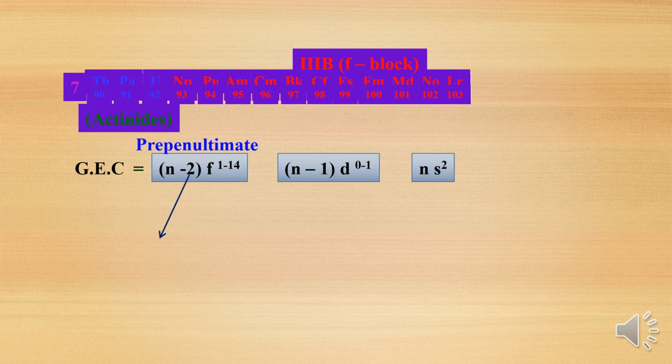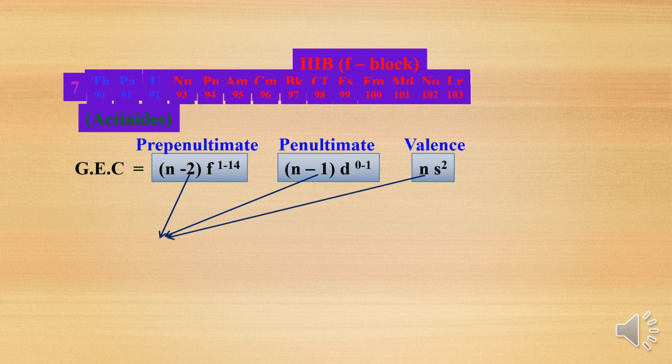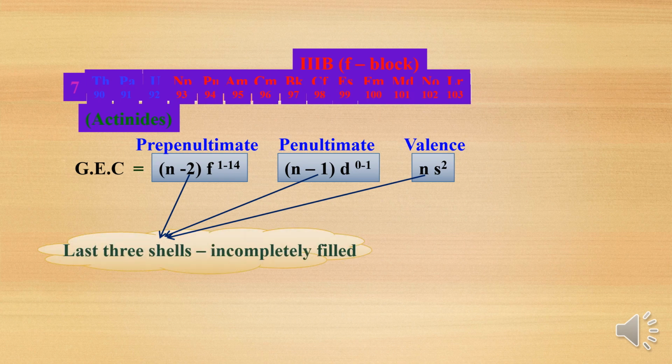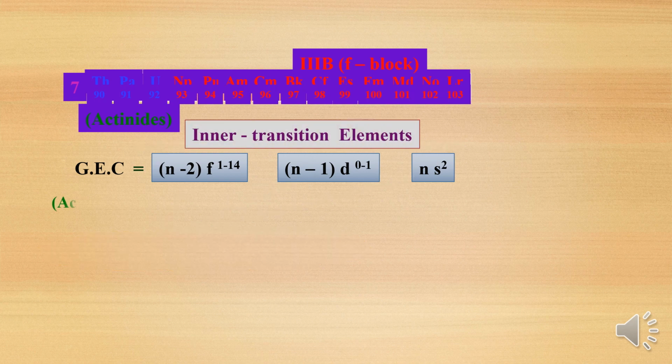Here (n-2)f1 to 14 is the pre-penultimate shell. Then (n-1)d0 to 1 is the penultimate shell. And ns is the valence shell. Now these last three shells are incompletely filled. That's why we call these elements inner transition elements. Actinides we also call inner transition elements.